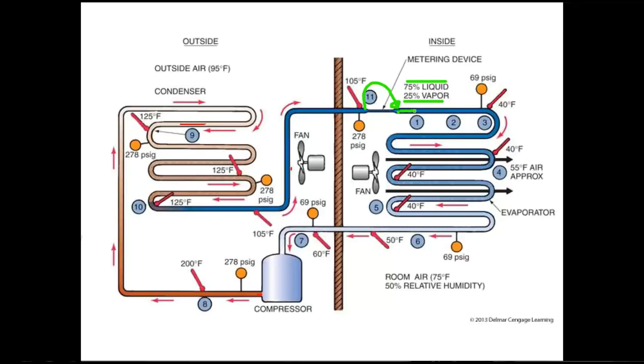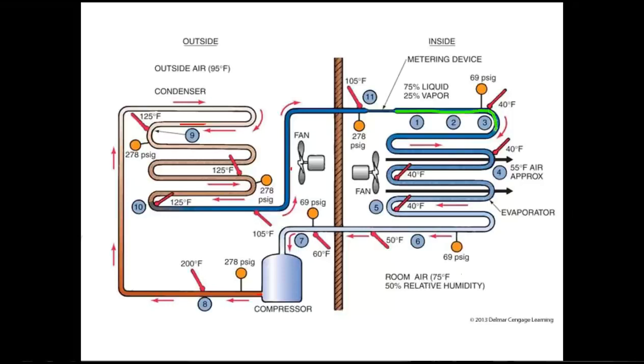And we have our indoor fan that is blowing 75-degree room air across our evaporator coil with our saturated refrigerant in there. And remember, when refrigerant or anything else is at its saturation point, if you add any kind of heat, it's going to change the state of the refrigerant. So it's already 75% liquid and 25% vapor, and it is going to continue to change state as it passes through the evaporator coil. And it's changing state from liquid to vapor.